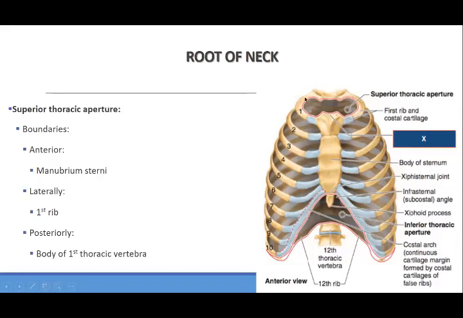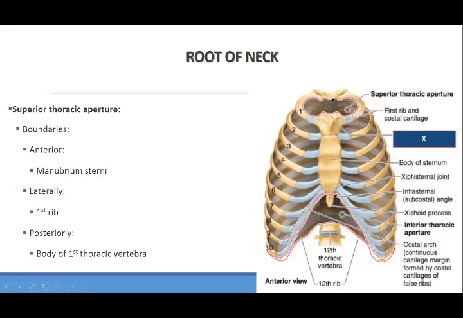Okay, the boundaries you already know, but I will repeat them. Starting from the posterior aspect, you have the body of the first thoracic vertebra, T1. Laterally you have the inner margin of the first rib, and most anteriorly you have the upper border of the manubrium sterni. This is the manubrium of the sternum. This is the upper border. So the manubrium sterni, the inner border of the first rib, and the body of the first thoracic vertebra make up the superior thoracic aperture.